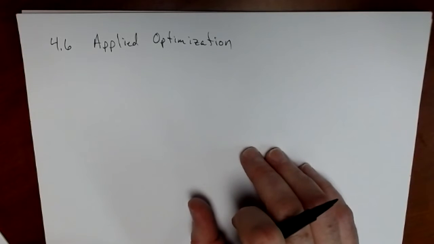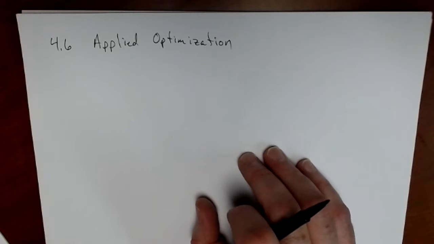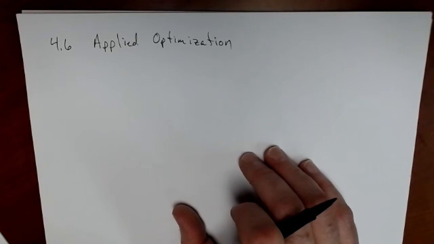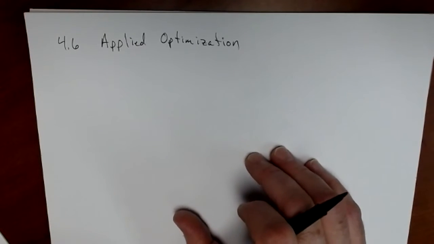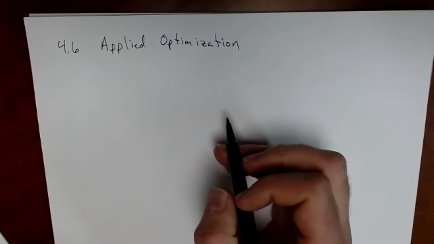Hello, this is going to be your 4.6 lecture. 4.6 is all about applied optimization problems. We're going to use the extreme value theorem from a couple of lessons back, and we're going to solve some application problems.